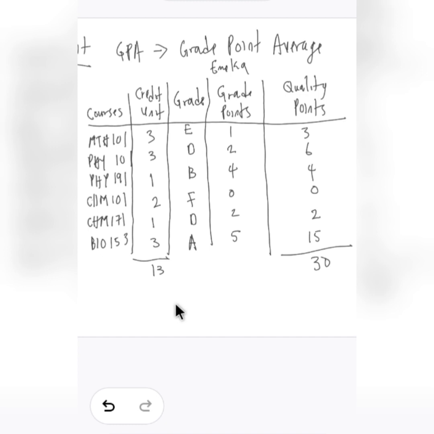Now, to know Emeka's GPA, it is going to be the total quality points divided by the total credit unit. So we're going to have 30 divided by 13 gives us 2.31. Please leave it in 2 decimal places. Approximate. Always leave it in 2 decimal places like this. That's 2 digits after the decimal point. I'm going to show you why. So this is Emeka's GPA for year 1 first semester.